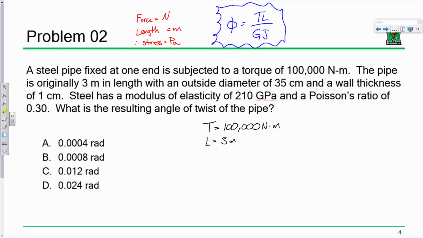Well, you can't do it with just E. You need another property. What's that other property? Poisson's ratio. Does anybody remember what Poisson's ratio is? Like what it actually means? That's okay. That's what we're here for. So you have an element and you squish it. What happens? It gets shorter. But what else happens?